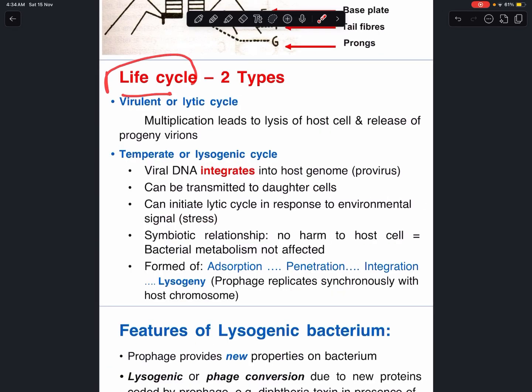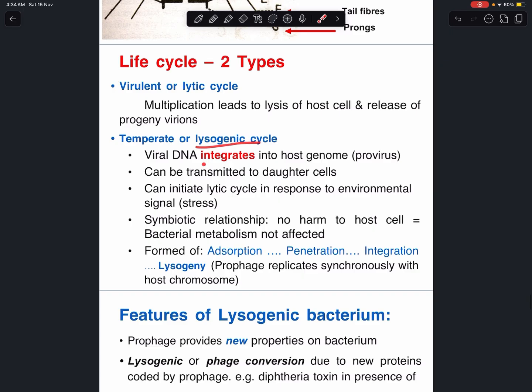For the life cycle, it can be of two types, lytic or lysogenic. Lytic is multiplication, leading to lysis of the host cell and release of the virions. So yes, it lyses the host cell and then it's released. For the lysogenic cycle, it integrates first into the host genome.